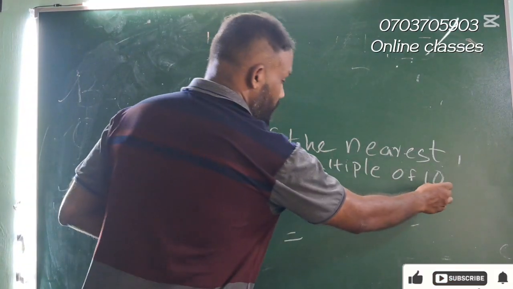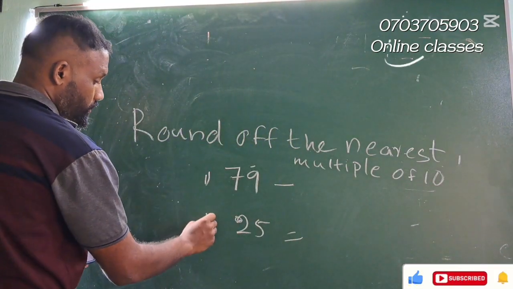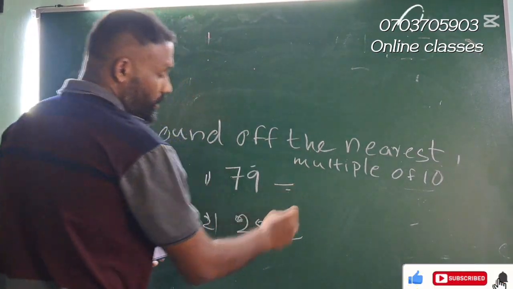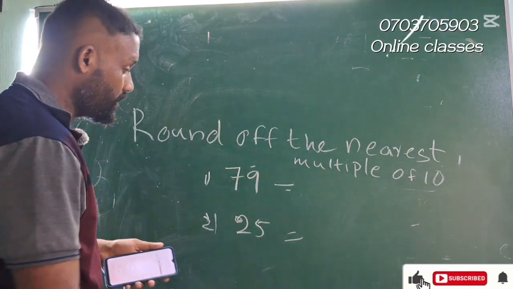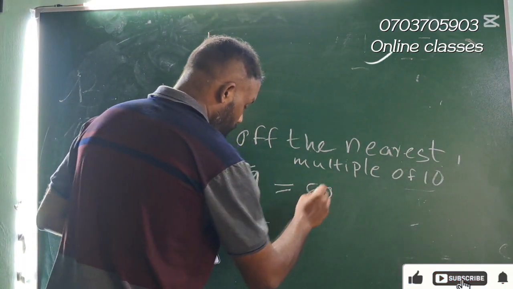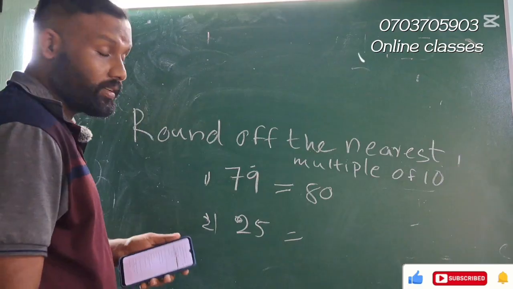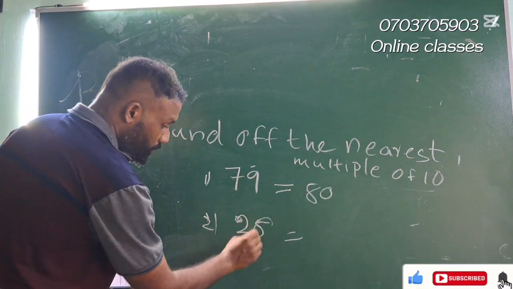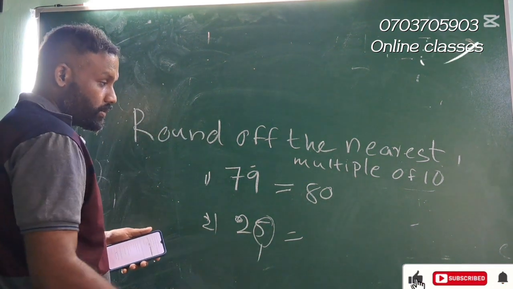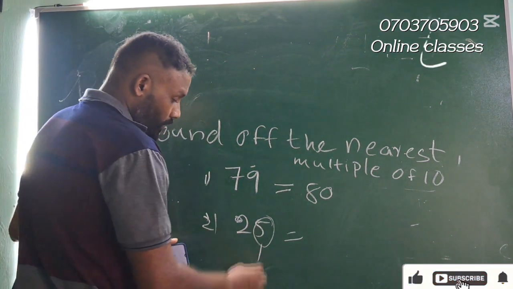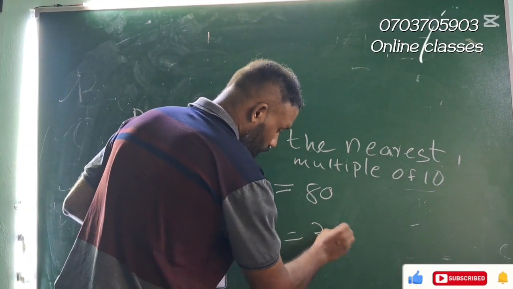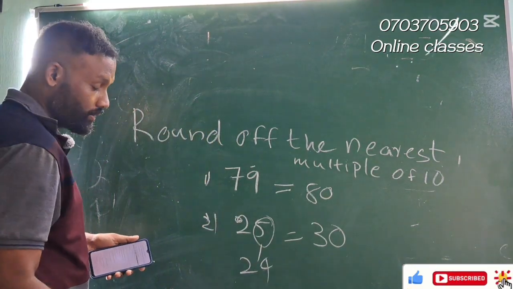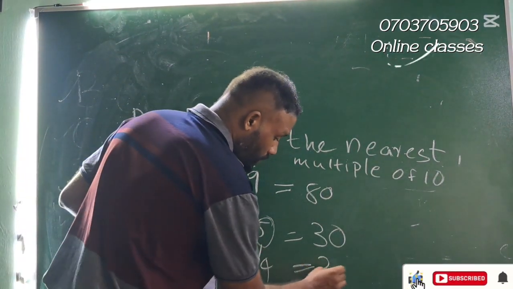Next question. Round off to the nearest multiple of 10. These are the numbers 79 and 25. So what is the nearest multiple of 10 for 79? It is 80, right? For 25, the ones place value is 5. Therefore, the nearest multiple of 10 is 30. So what if that value is 24? Then the nearest multiple is 20.